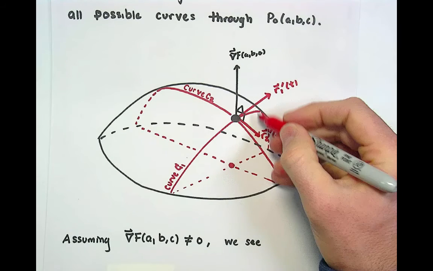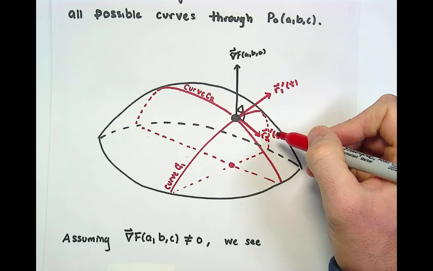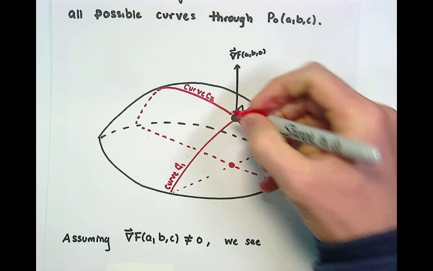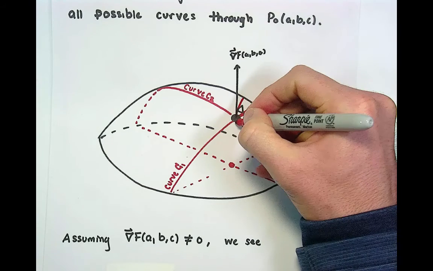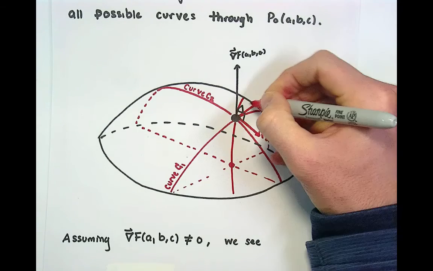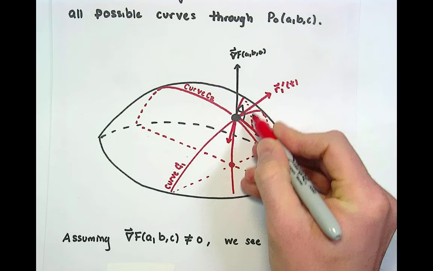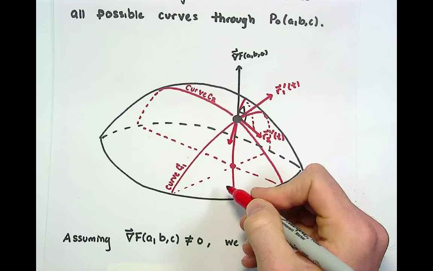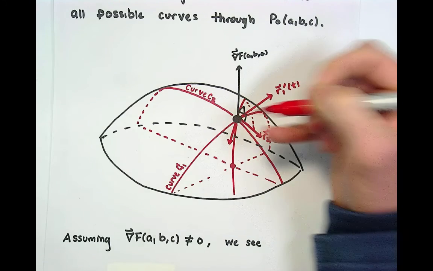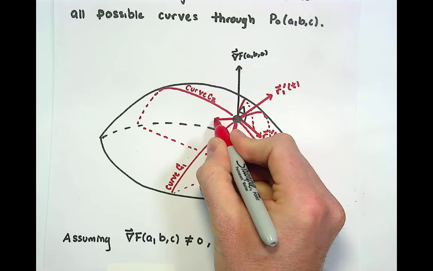I don't know if you noticed this, but these two vectors are going to lie in the same plane. And in fact, if you take a third curve, so let's go ahead and take this curve here, this vector right there will also lie in the same plane, and yet the gradient will be orthogonal to this vector. Same thing over here.